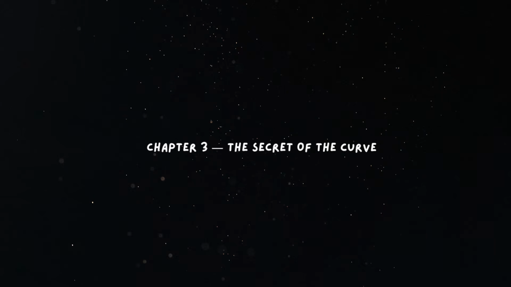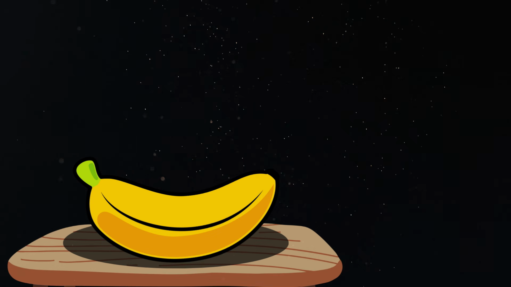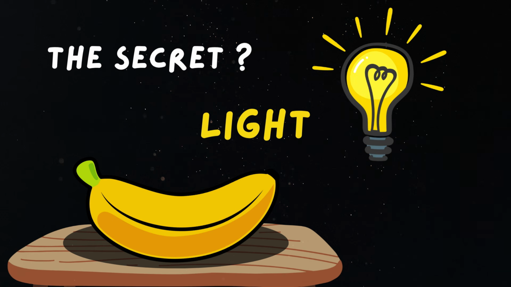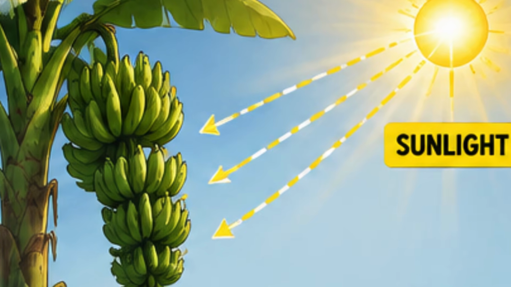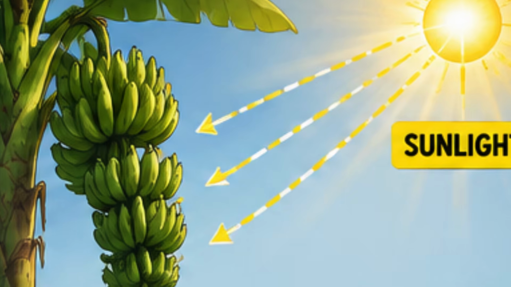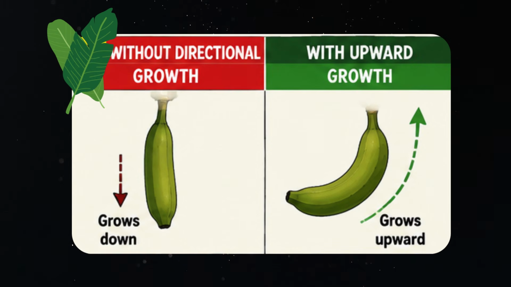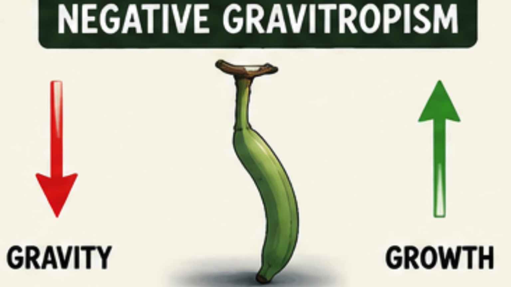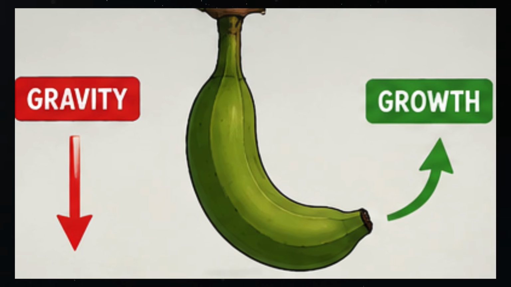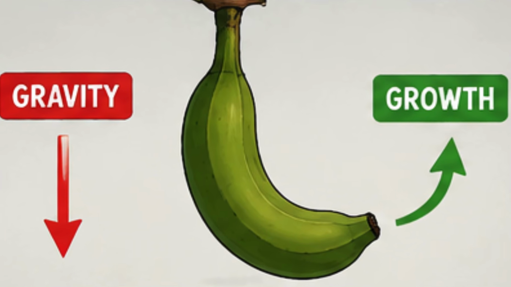Chapter 3. The secret of the curve. So, what makes a banana curve? The answer has a lot to do with something plants can't live without: light. As bananas grow, their fruits respond to the direction of sunlight. Instead of simply growing straight down with gravity, the developing bananas gradually grow upward toward the light. This response is called negative gravitropism. In simple words, the banana grows against the pull of gravity.